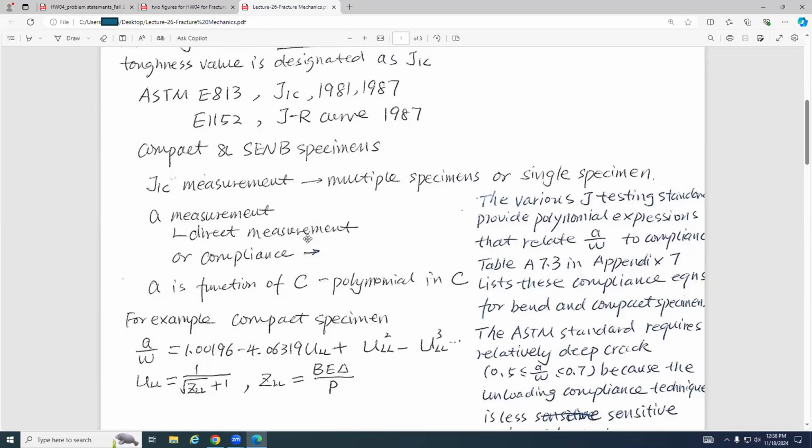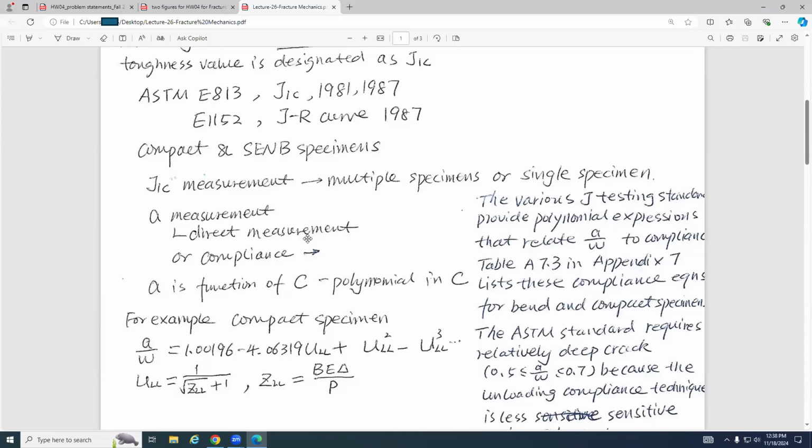Compliance measurement means that we load the specimen, and after it yields, sometimes we unload, and then go back to loading and unloading, loading and unloading. For each of these loading and unloading cycles, you will find that the slope of the curve is changing. Why is it changing? Because the crack is growing. The longer the crack, the more compliant the material is. Do you guys agree? So as a result, you will see in the figure that the slopes go this way.